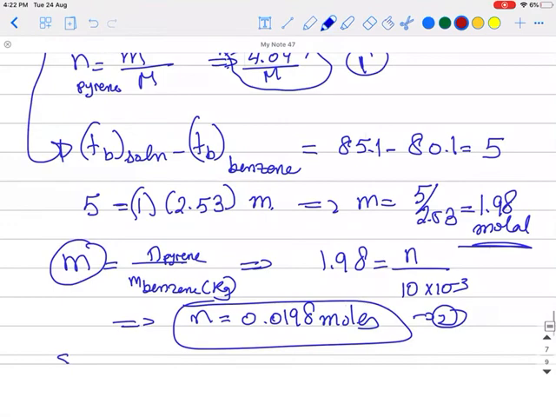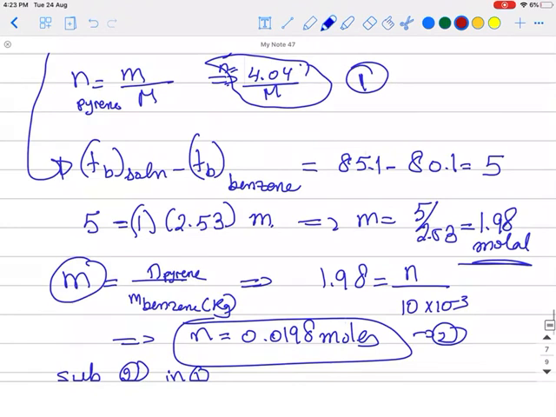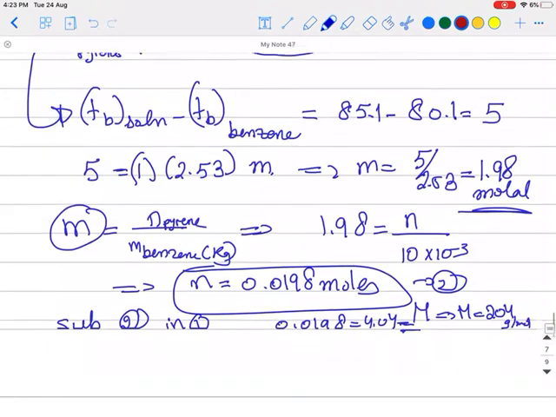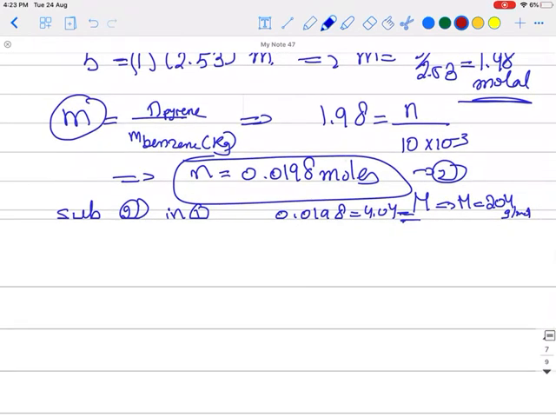I will substitute 2 in 1. So n, which is 0.0198, equals 4.04 over the molar mass, which means that the molar mass is 204 gram per mole. Okay, now we found the molar mass.